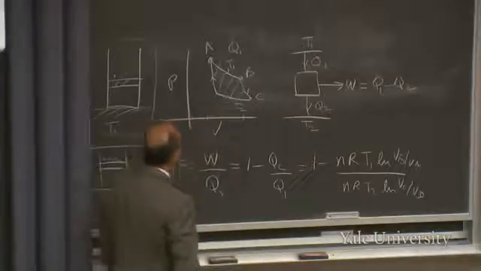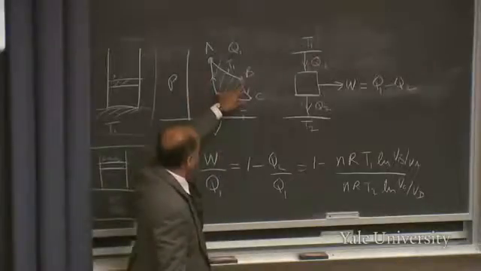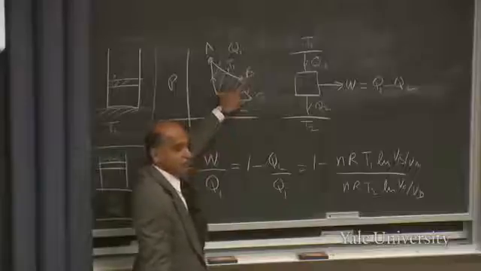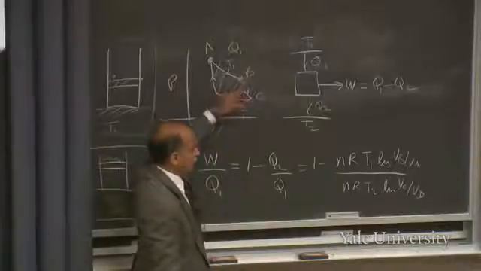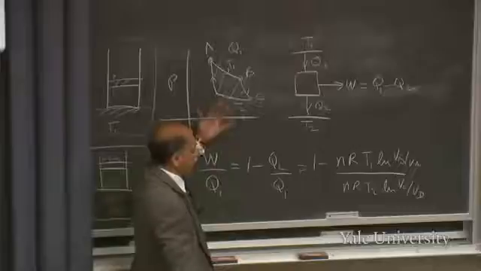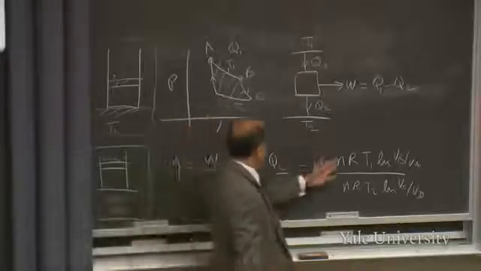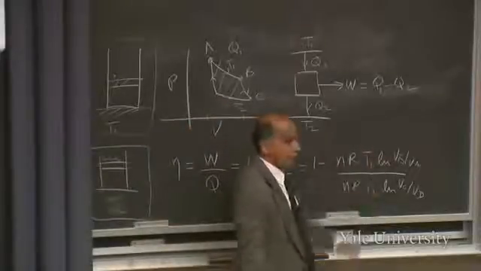Again, you've got to remember why that is true. When you go from A to B, there is no change in internal energy because the temperature is the same. Therefore, the work done and the heat input are equal numerically. So Q2 is the work done and Q1 is the work done there. So that's what I got.